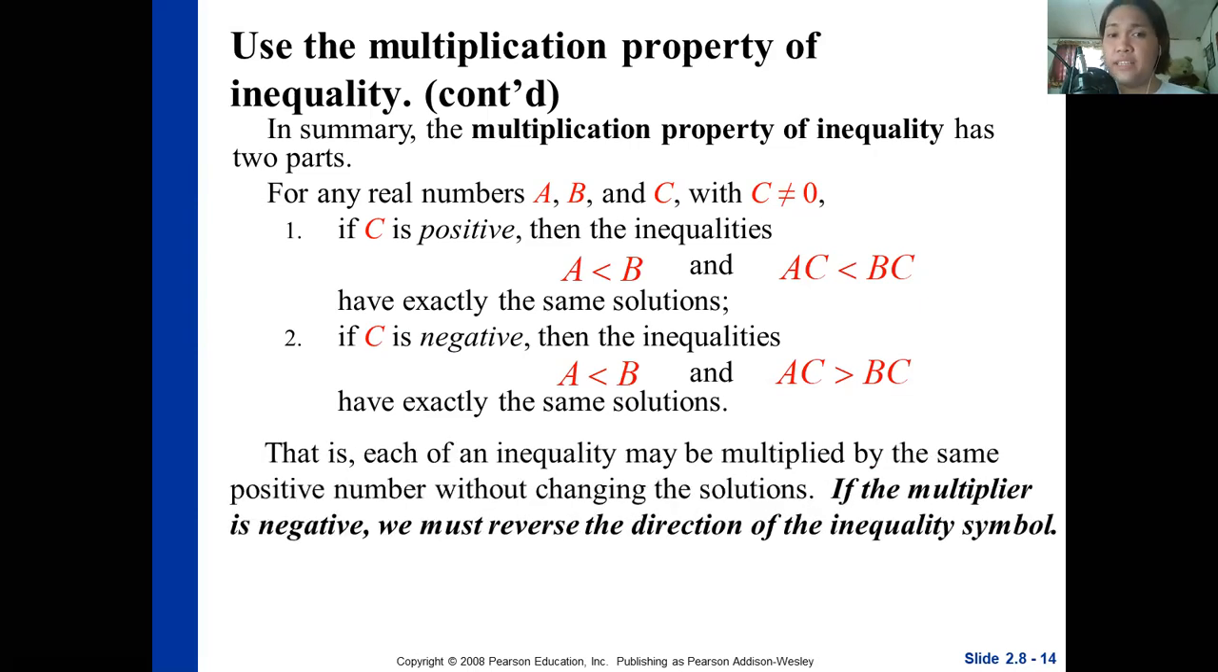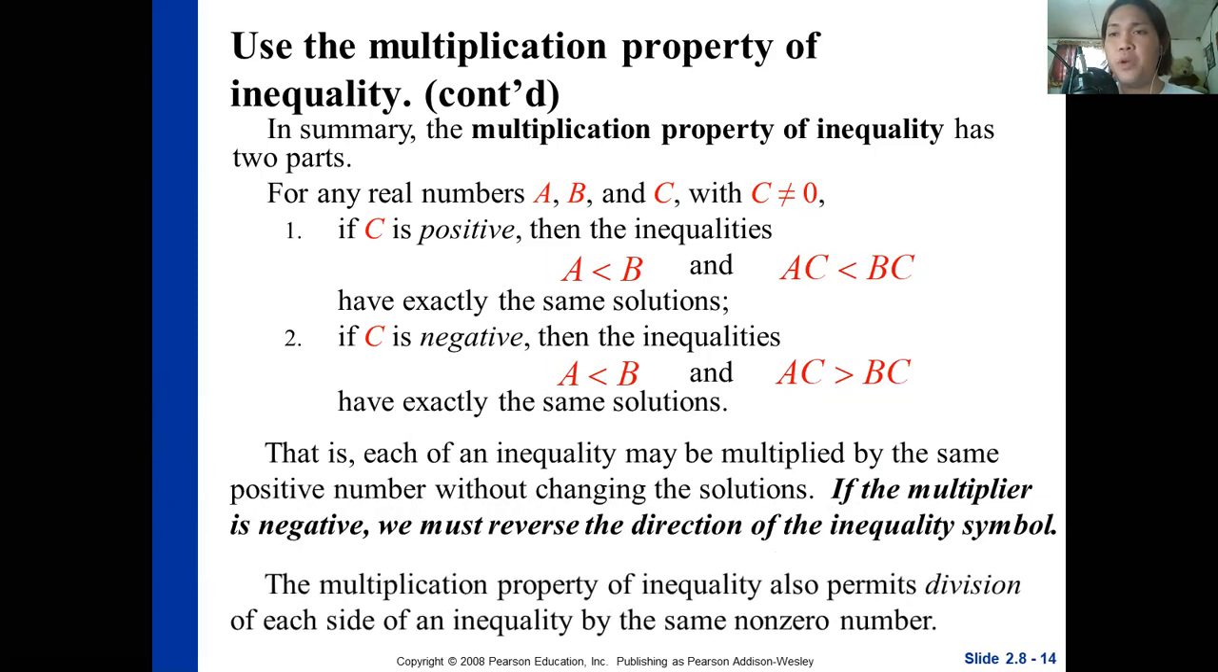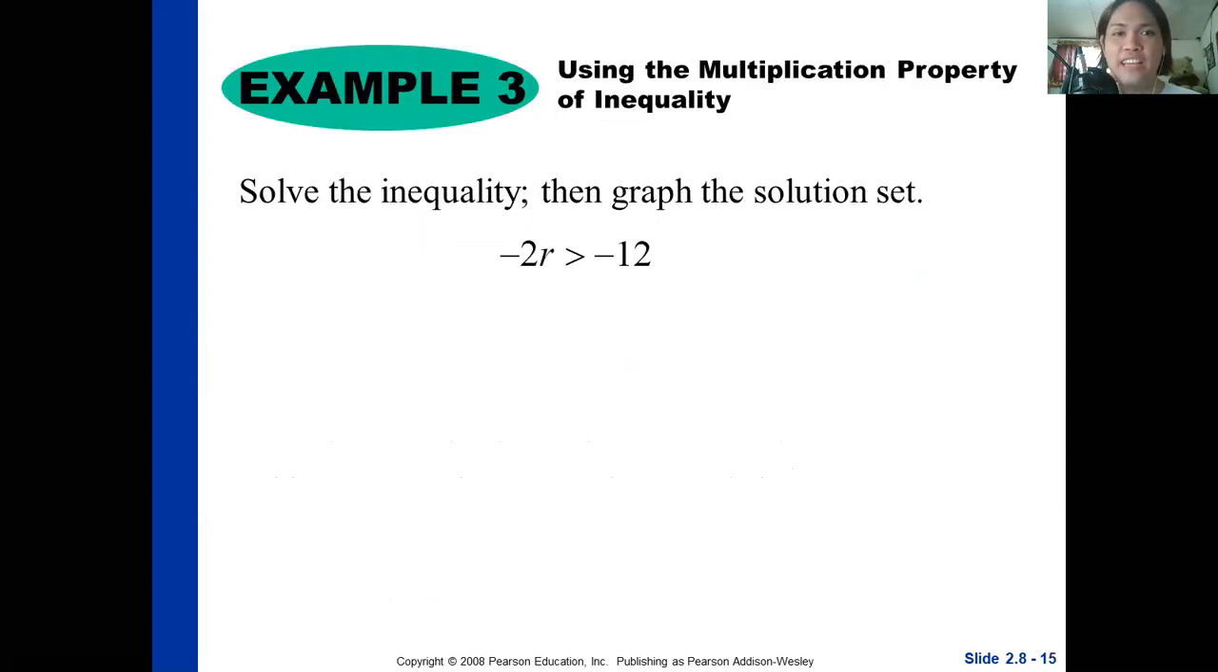And of course, each side of an inequality may be multiplied by the same positive number without changing the solutions. If the multiplier is negative, we must reverse the direction of the inequality symbol. So do not forget that one. And the multiplication property of inequality also permits division of each side of an inequality by the same nonzero number.